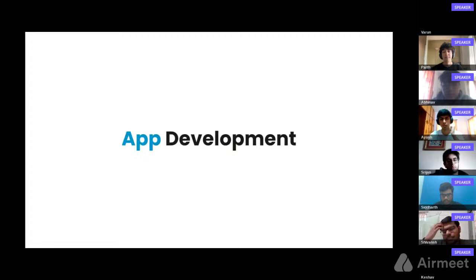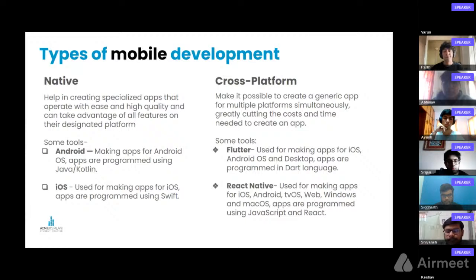Moving on, app development. This one is pretty intuitive. Everyone has used apps on their phones. Next slide. Right. So what are the types of mobile development, or what are the types of apps that you see, right? There are two main types, right?